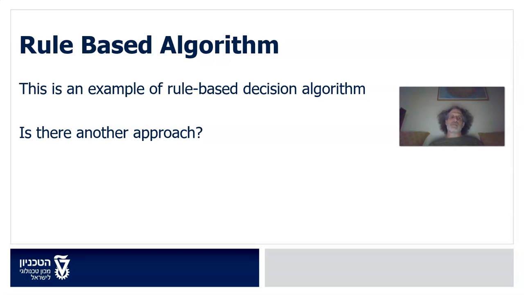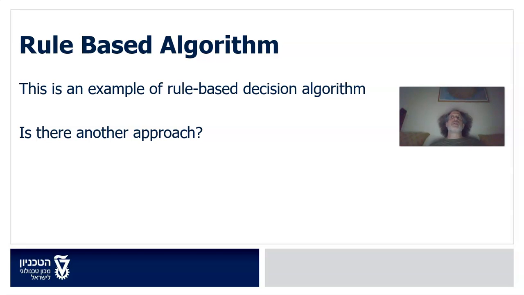And the question is, is there another approach? And why do we need another approach? Because rule-based algorithms are not always successful. We need domain experts to tell us what the rules are, or maybe we are the domain experts and we have to think about the rules. And you can think of problems where it's just too difficult to decide on the rules.